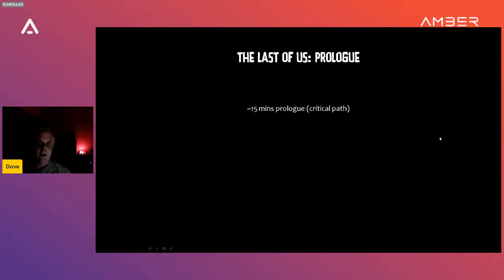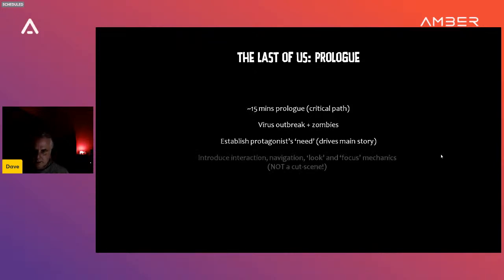So these are the things we have to do. We're going to have to create a 15-minute prologue, and that's the critical path, approximately 15 minutes. And in those 15 minutes, we need to introduce the virus outbreak and the zombies. We're going to end up by establishing Joel, the protagonist's need, and this is going to feed into the main story. So this is the thing that's going to be destroying his life and that he will need to overcome. That's his transformational journey in the main story. So we're going to leave the prologue at that point.